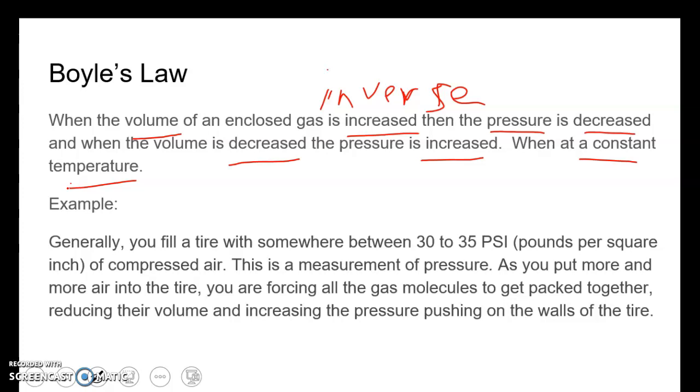So an example of this would be, let's say you are filling up a tire, and you add compressed air. Okay, so as you put more and more air into a tire, you're forcing the gas molecules to get packed together. When you do that, you reduce the volume, all right, while the pressure increases. So reduce the volume by increasing the pressure. And so that's just an example of Boyle's law in everyday life.